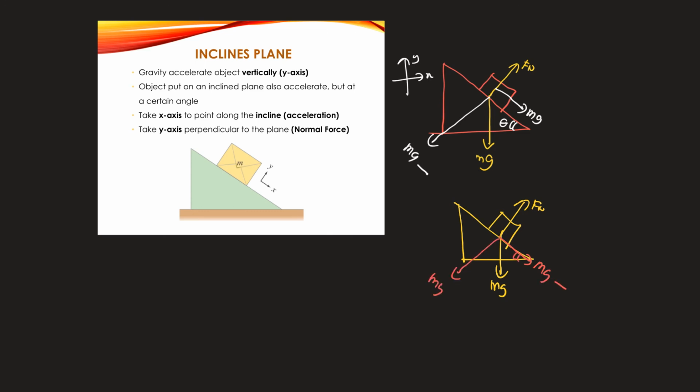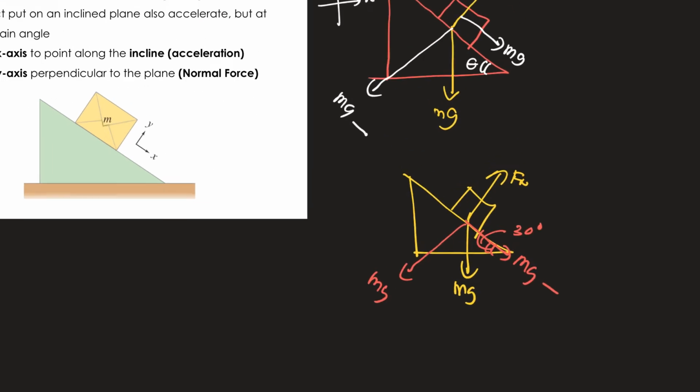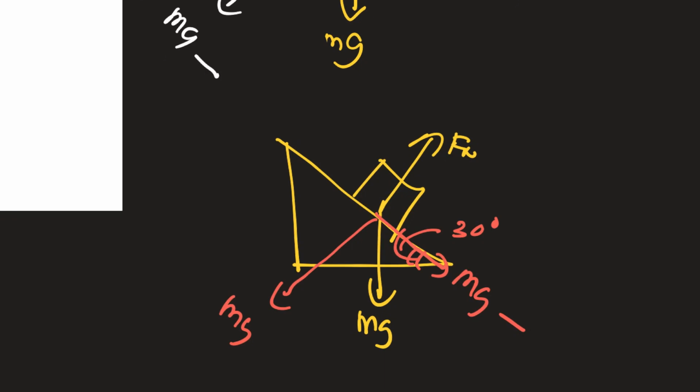For example, if your angle here is 30 degree, you have one triangle. This is 30, this is 90, so definitely this one is going to be 60, right? As you can see this one is 90 degree. This is 60, so this one is going to be 30. Yes, that's how you find the angle.